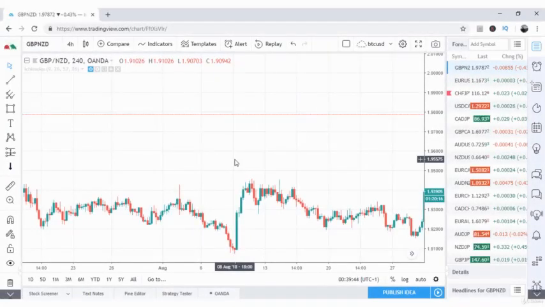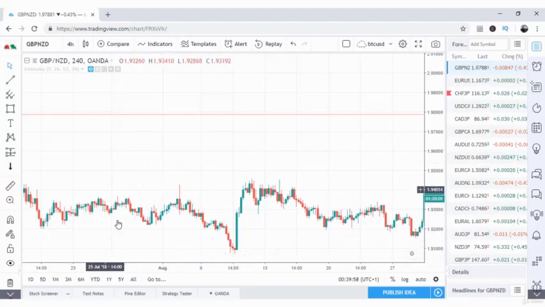A congestion phase is a period when the market is lateral, is trading sideways. Here on pound New Zealand dollar 4-hour chart, we have a clear example of a congestion phase with the price in a range going up and down without a clear direction.